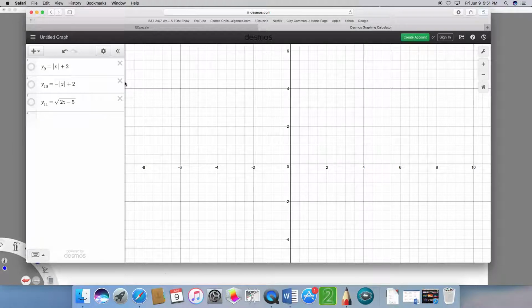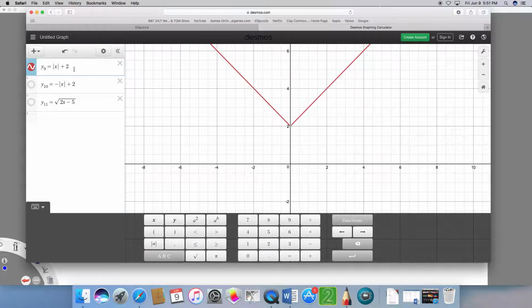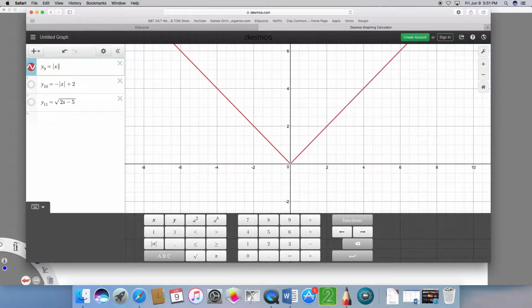All right. So this y sub 9, this is just my notation for problem number 9. If I toggle that, you can see the graph is a V shape. It has been lifted up 2 units from the origin. The graph of the absolute value of x looks like that. And if you add 2, that lifts that whole graph up 2 units.